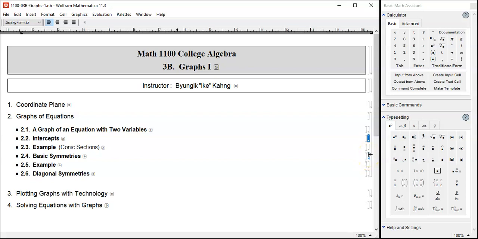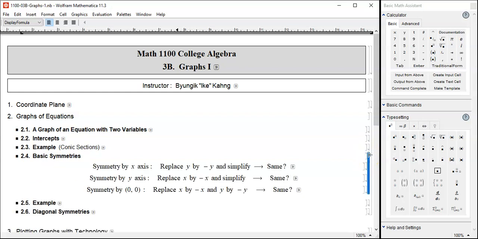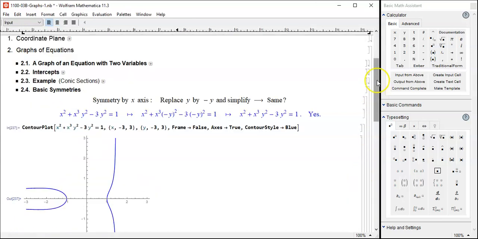Now, the next topic is basic symmetries, and a similar kind of philosophy works here. Symmetry by x-axis: replace y by negative y and simplify to get the same thing as before. What am I talking about? Here's an example.